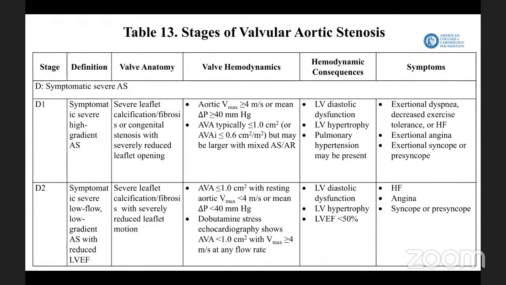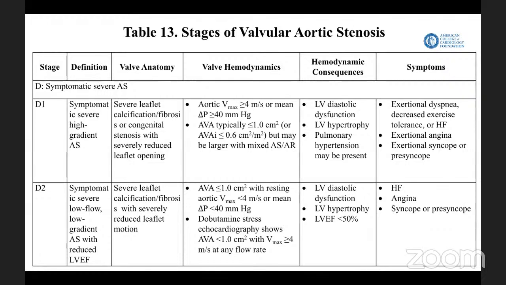For stage D2, when we have a symptomatic patient with severe but low flow, low gradient aortic stenosis and reduced LV ejection fraction. In terms of valve hemodynamics, usually the aortic valve area is equal to or less than 1 centimeter square, with resting aortic valve peak velocity of less than 4 meters per second, or mean pressure gradient of less than 40 millimeters of mercury. So it's a low flow, low gradient, basically.